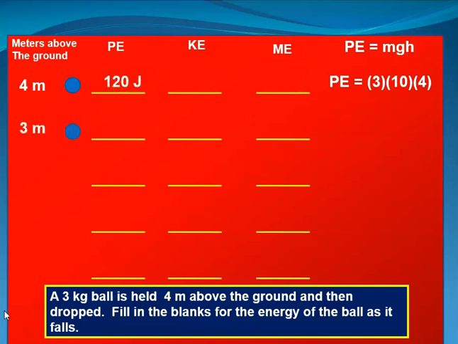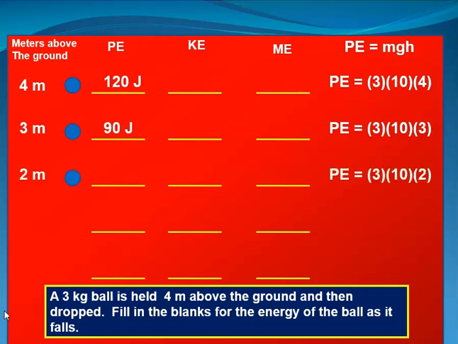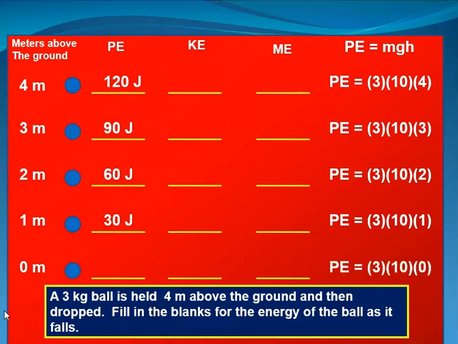Now we go down to 3 meters. It's fallen to 3 meters. So the 3 and the 10 stay the same, mass and gravitational acceleration, but now it's 3 meters high, so that'll give you 90 joules. It falls to 2 meters. 3 times 10 times 2 gives you 60 joules. When it reaches 1 meter, 3 times 10 times 1 gives you 30 joules. And just before it hits the ground, it hasn't hit the ground yet, but it's effectively right at ground level, is going to be 3 times 10 times 0 is 0 joules.